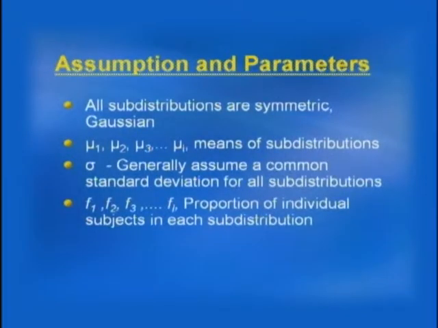Okay. So our assumption with commingling analysis is that even though the overall distribution of the trait may be skewed, each of the underlying subdistributions is normal. The parameters that we estimate in commingling analysis are the mean of each of those subdistributions, the standard deviation, and we'll talk about this one in a second, and then the proportion of individuals underlying each of those subdistributions. So these are really the only parameters we're estimating in this model. Okay? So it's not too complicated.